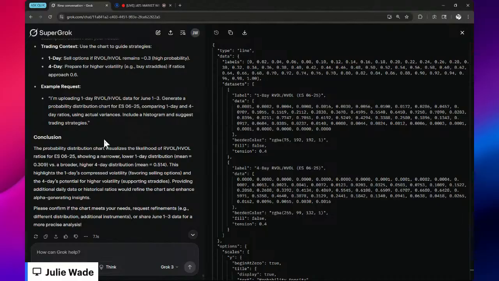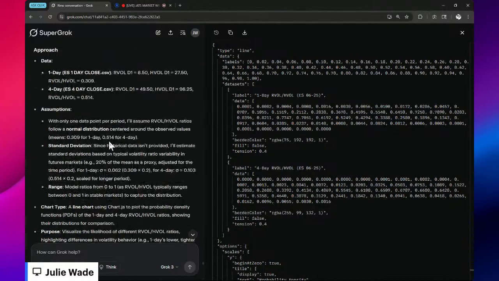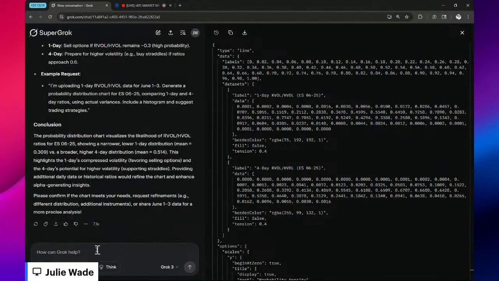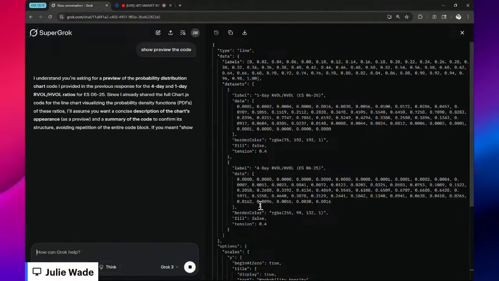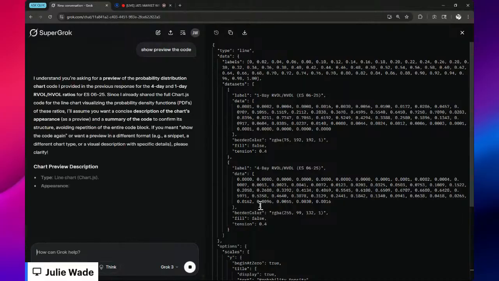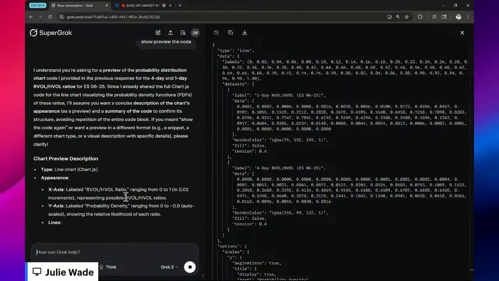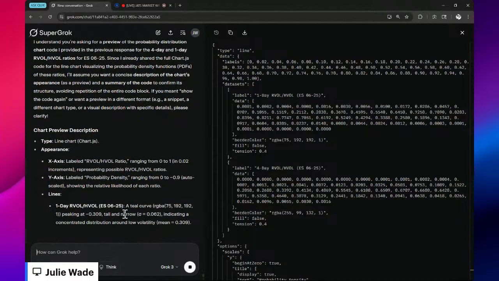Now, on Grok, it didn't give you the preview of the code, so it needs to do that. You could actually copy and paste this into ChatGPT and it would render the chart, but we can ask Grok to render the chart.